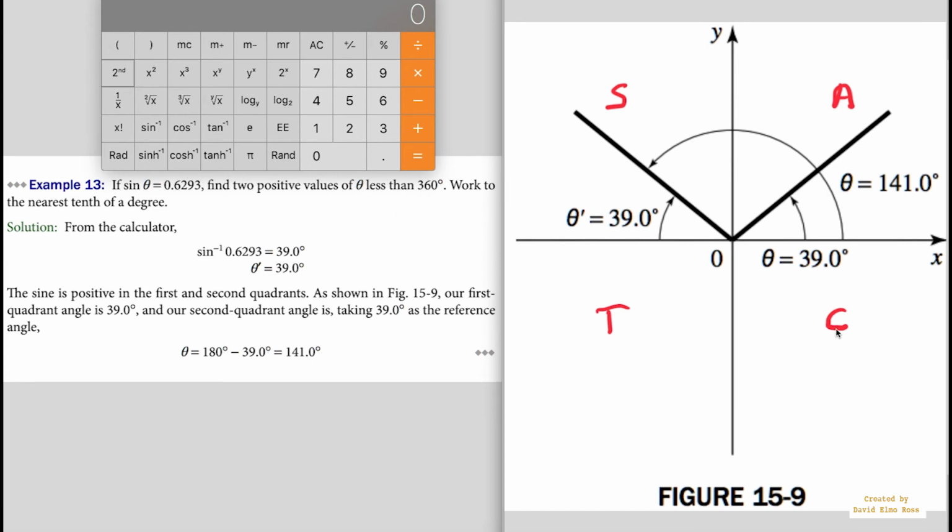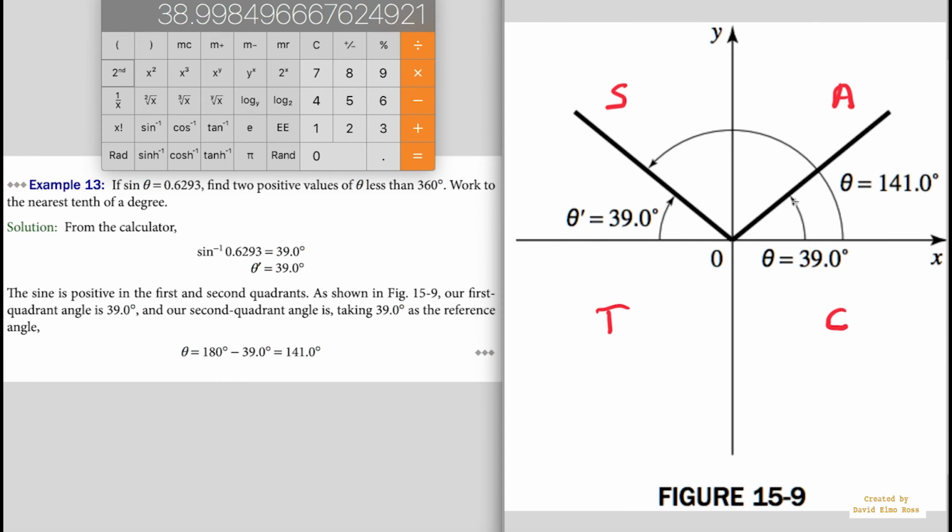Now if we remember the CAST rule, the cosine is positive here; sine, cos, and tan are all positive here; sine is positive here; tan is positive here; everywhere else they're negative. That means it's going to be in quadrant 1 or quadrant 2 for this sine. So let's put in the value, 0.6293, and take the inverse sine of that. What we get is 38.998, and it says work to the nearest tenth of a degree, so that's going to be 39 degrees. So 39 degrees here, where we form a right angle triangle down to the x-axis, and we also have 39 degrees here where we drop a perpendicular down to the x-axis.